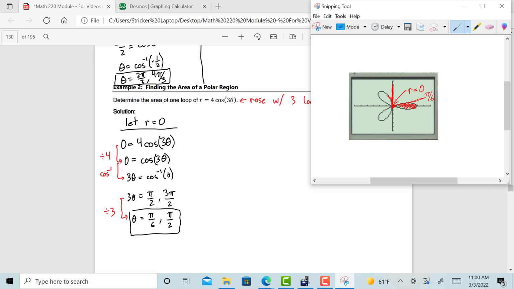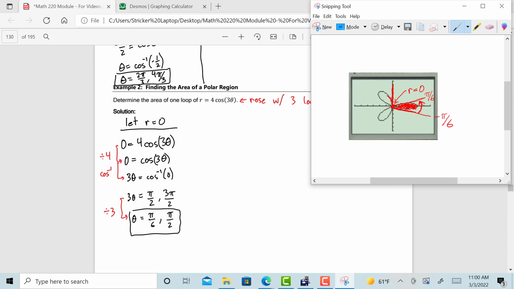In fact, it looks like we might want to start from here, and with symmetry, what's that angle going to be? If we remember, we sweep around counterclockwise to pick up area. So what's that angle going to be? Well, by symmetry, we know that would be negative pi over 6. So if we sweep counterclockwise from negative pi over 6 to pi over 6, we're going to get the area inside this loop, I think.